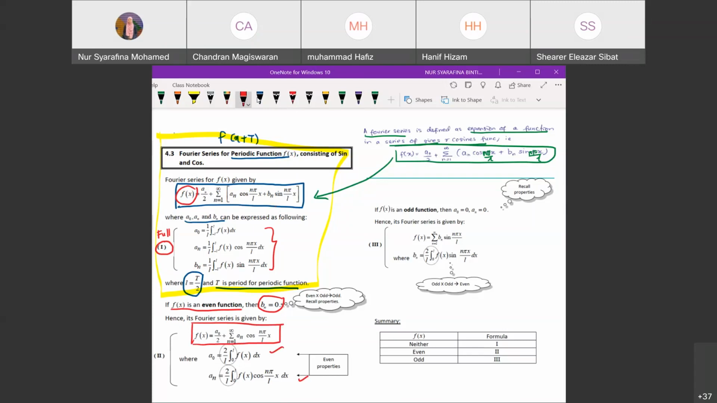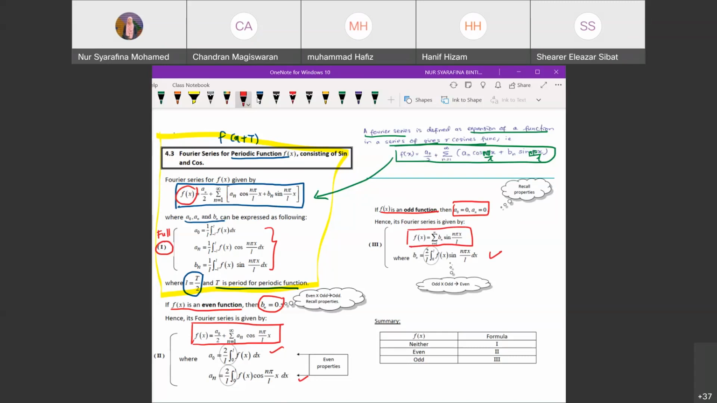When f(x) is odd, then a0 and an equal 0. So your Fourier series only consists of bn. a0, an equal 0. Then how can you find bn? How you find a0, an, and bn is the same, either it is even or odd or neither. But you have to understand that for even, bn is 0. For odd, a0 and an are 0. And how can you find it? By using the same formula.